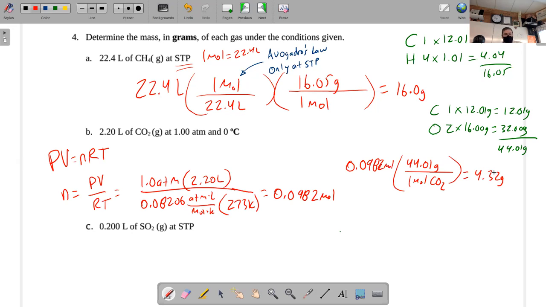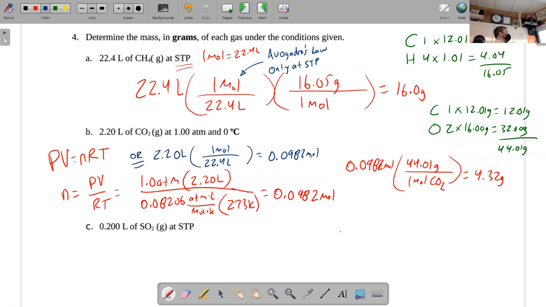So the alternative way, instead of using the ideal gas law, which works for all temperature or pressure conditions, this happens to be at STP. So your other option, because it's at standard temperature and pressure, is 2 liters, and you can use Avogadro's law. 22.4 liters is the same as a mole, and you'll find that that is the same number of moles, 0.0982 moles.